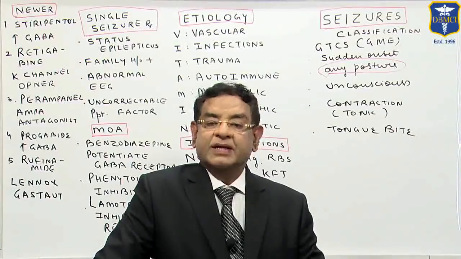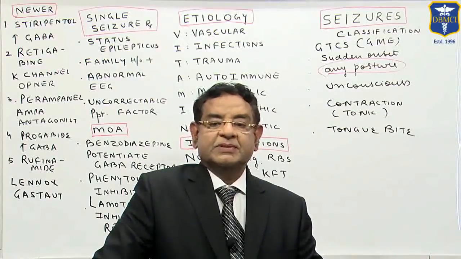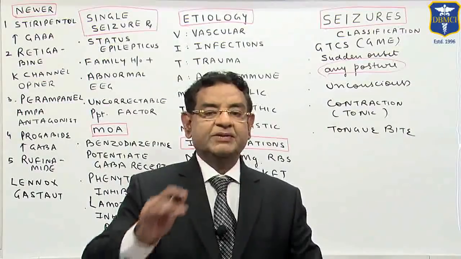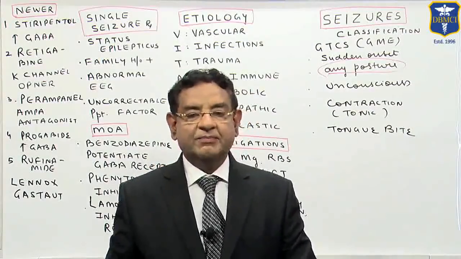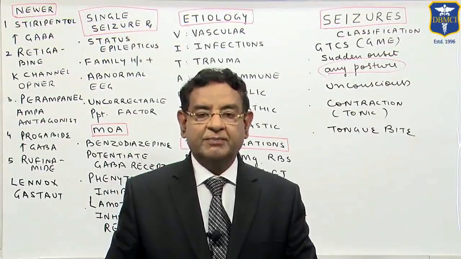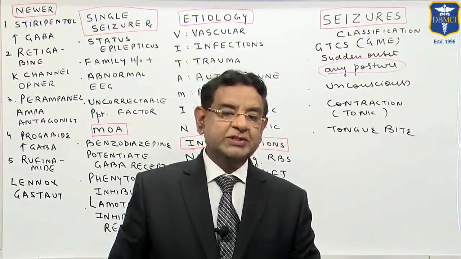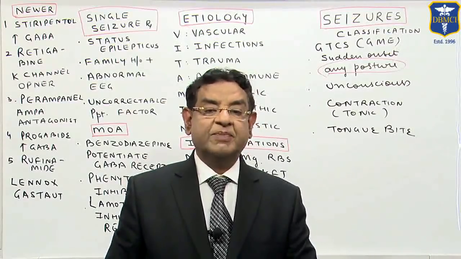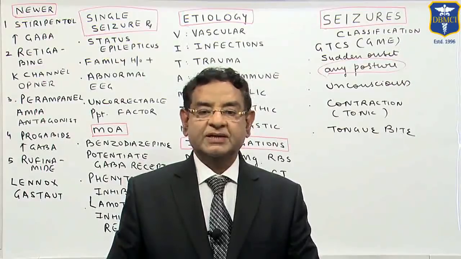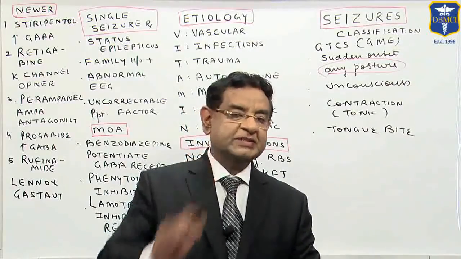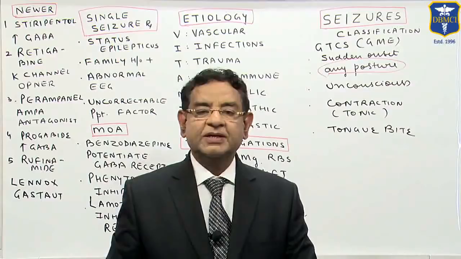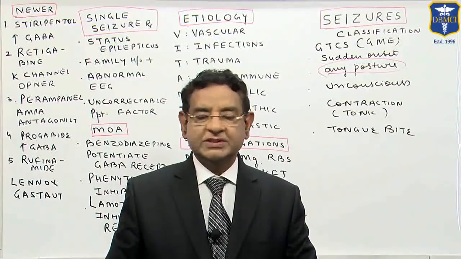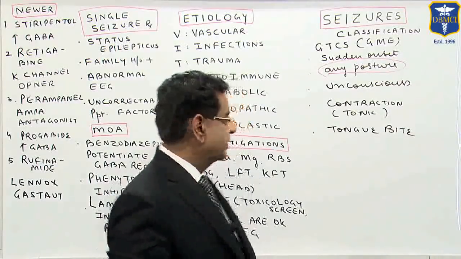But in epilepsy, tongue bite occurs. It may be very badly bitten with profusely bleeding also. So once you see a patient with a tongue bite with bleeding tongue, then you should always suspect epilepsy or seizure disorder as an etiology.